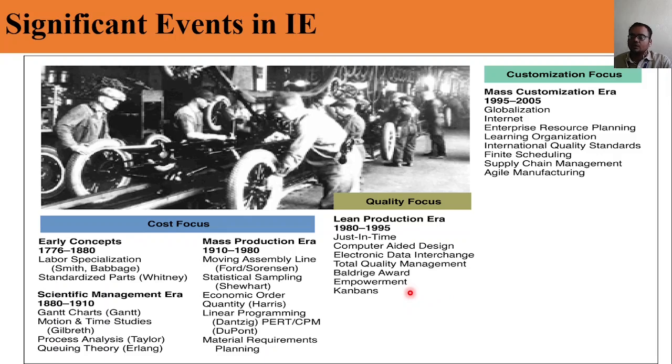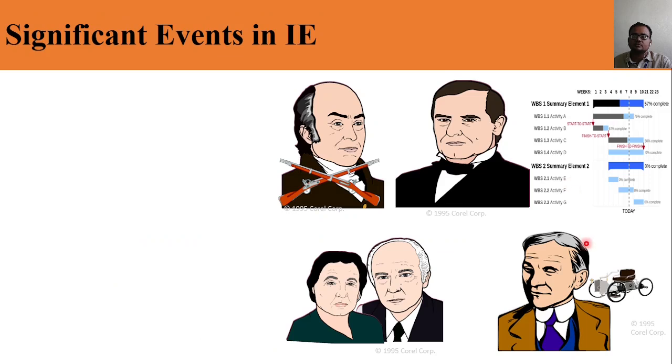And later, it moved on to mass customization, where globalization was happening. Enterprise resource planning, supply chain management, agile manufacturing, all the latest concepts being studied now are involved in this mass customization era. So here are a few people who have contributed significantly.